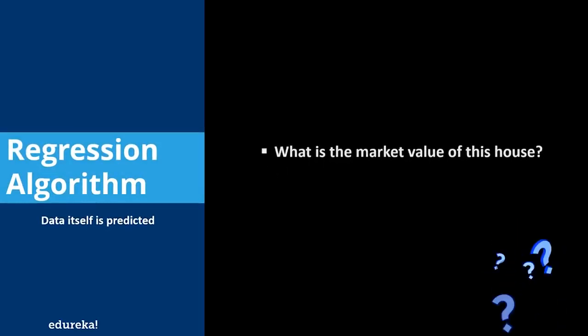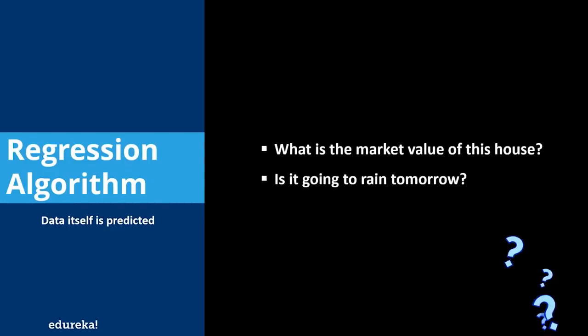Next, we have the regression algorithm, where the data itself is predicted. Questions you may ask of this type of model are like, what is the market value of this house? Or is it going to rain tomorrow or not? So regression is one of the most important and broadly used machine learning and statistics tools. It allows you to make predictions from data by learning the relationship between the features of your data and some observed continuous valued response. Regression is used in a massive number of applications. You know what? Stock price prediction can be done using regression.